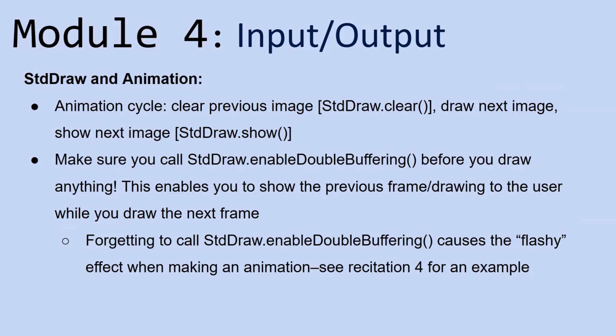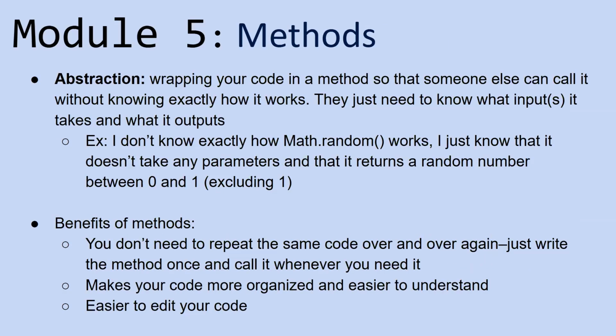But yeah, the reason for that flashing is you actually see the white screen for a second, and you see all the shapes being drawn in real time because you didn't use double buffering, which is what enables you to have a separate frame that you show to the user and another frame that you're drawing and getting ready to show to the user. So yeah, check out Recitation 4 if you want more info on that.